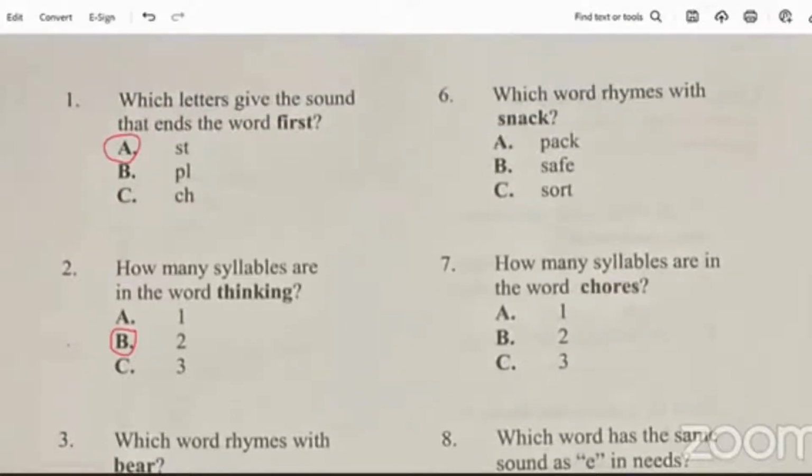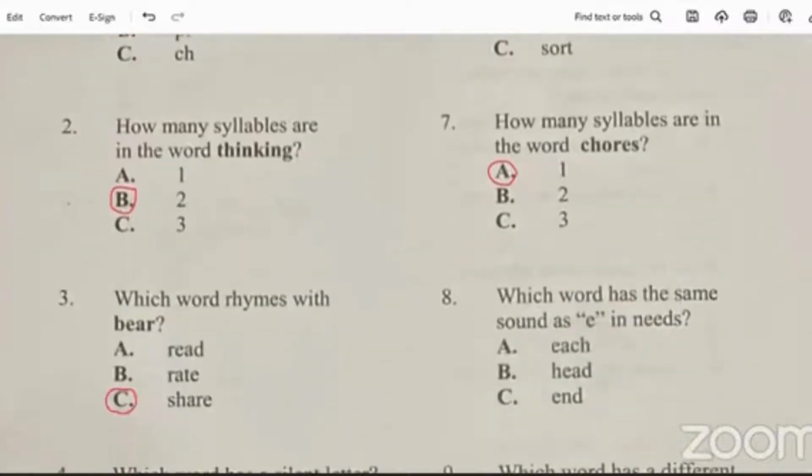Which word rhymes with snack? Is it pack, safe, or sort? The answer is A, pack. Question 7. How many syllables are in the word chores? And of course, since we hear only one vowel sound, this word has 1 syllable. And so the answer is A, 1. Moving on to question 8.